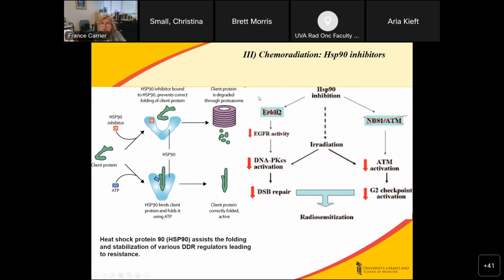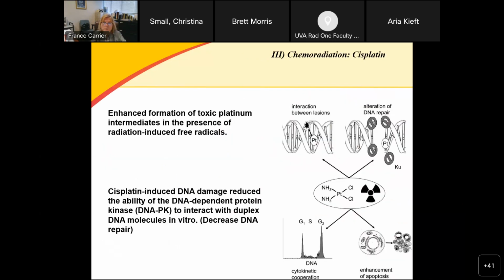And so if the DNA repair proteins are not functional, then obviously that would increase the effect of radiosensitization in those tumors. The cisplatin, we've talked about that. This is an interstrand crosslink, and following radiation that would then enhance the formation of the intermediate and free radical.